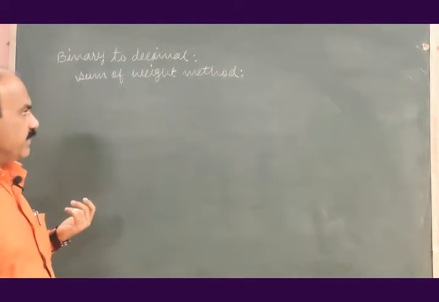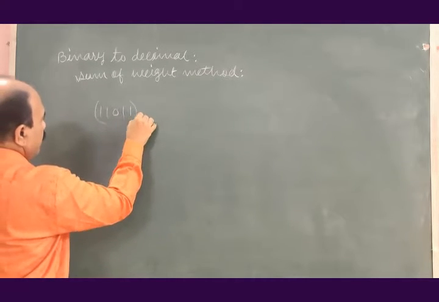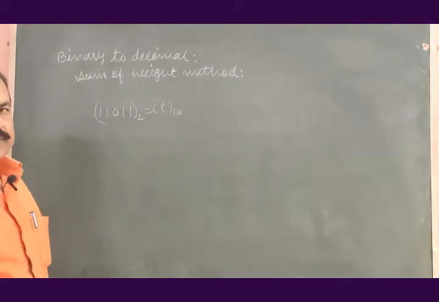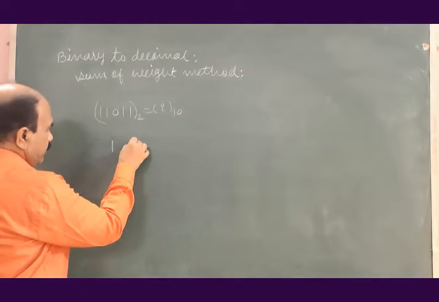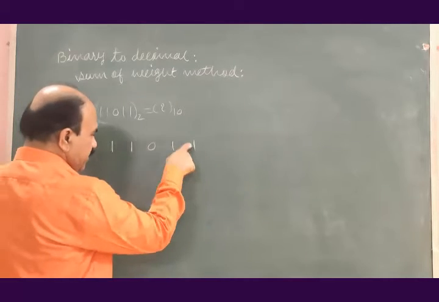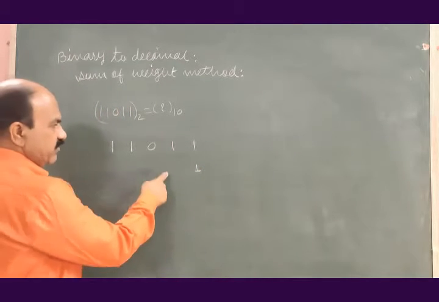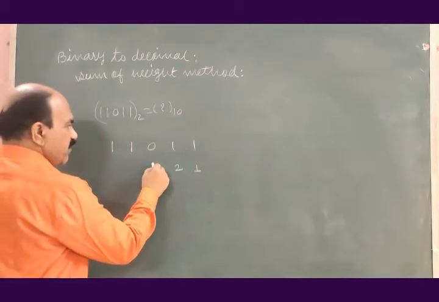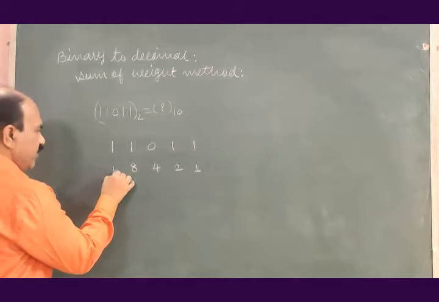Let us consider a binary number. We can consider any. And you are asked to convert it into decimal. So just like this. What is the weight of this? 2 to the power 0, that is 1. Weight of this, 2 to the power 1, that is 2. Weight of this, 2 to the power 2, that is 4. Weight of this 8. Weight of this is 16.